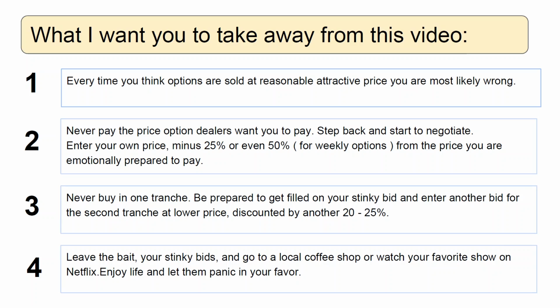So input your bids into the system with the price calculated like that, and let other people panic in your favor while you're enjoying your life. You can watch Netflix, you can play with your kids, you can go to a local shop or a supermarket. I do it every day, guys, and it really works for me.